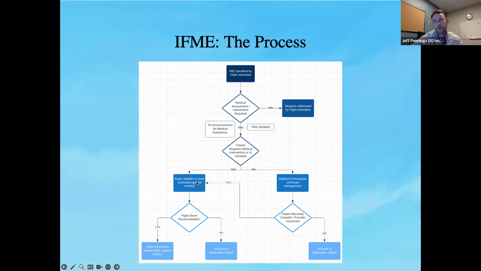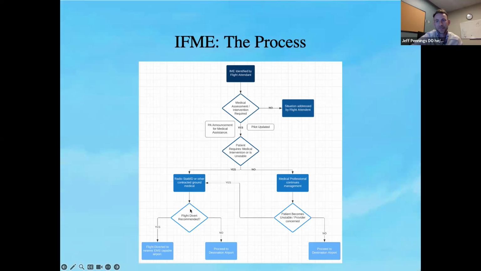So ground medical aid. And if not, if the patient just kind of needs further evaluation, minor interventions, that medical professional can continue management. And if the patient remains stable or is clinically improving, no further things need to be done, and the plane will proceed to its final destination. If the patient becomes more unstable or the provider is concerned about the patient's clinical condition, that can, again, trigger this call to StatMD.